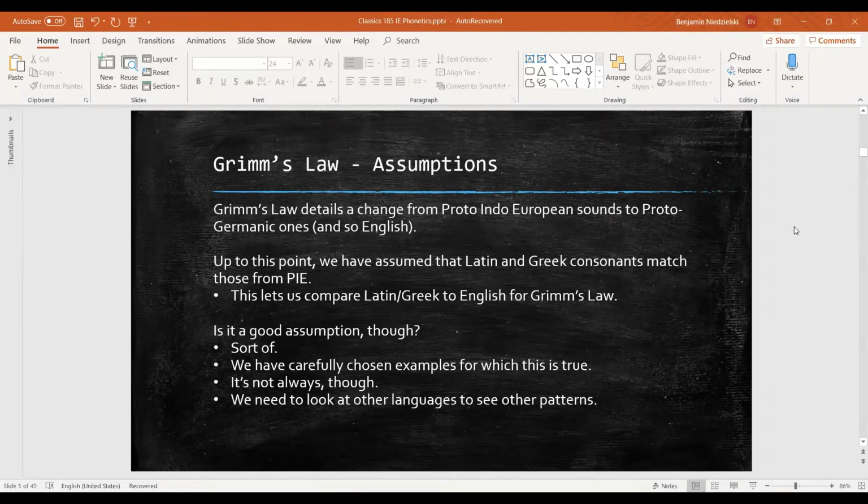And the answer is sort of. Often it's the case that Latin and Greek consonants do match those from Proto Indo European, and treatments of Grimm's law at a basic level generally do choose examples for which this is the case. With that said, it's not always true. And in these cases, we need to look at other languages to see the patterns that determine how Proto Indo European consonants relate to Latin, Greek, and English.